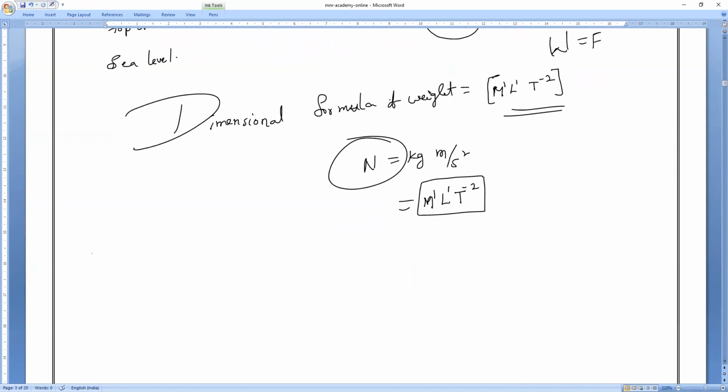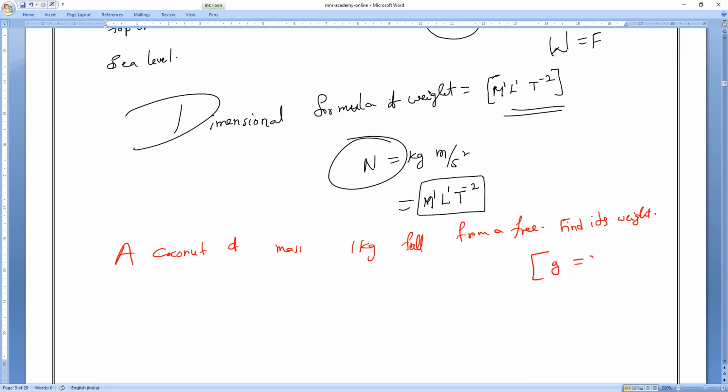Next, let us write a question. A coconut of mass 1 kg falls from a tree. Find its weight. Take the g value as 9.8 meter per second square. So answer please.